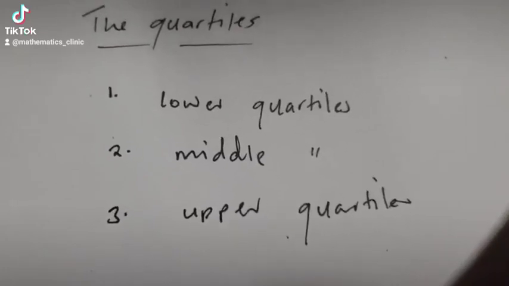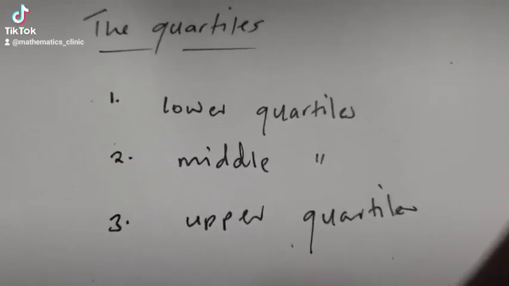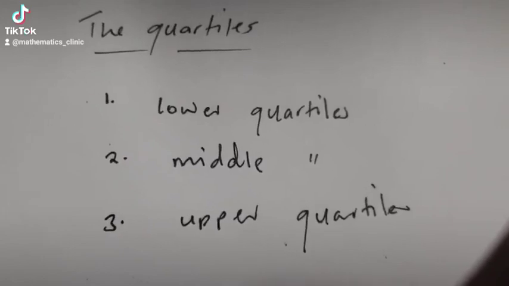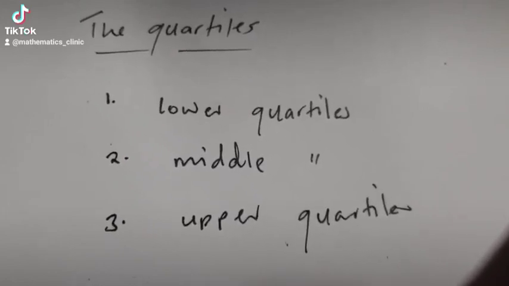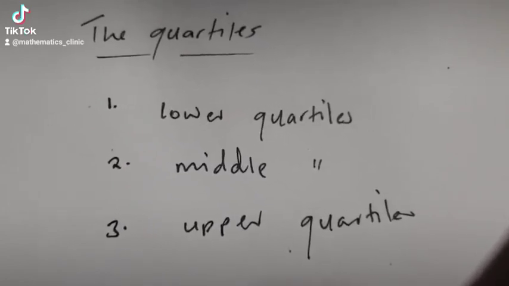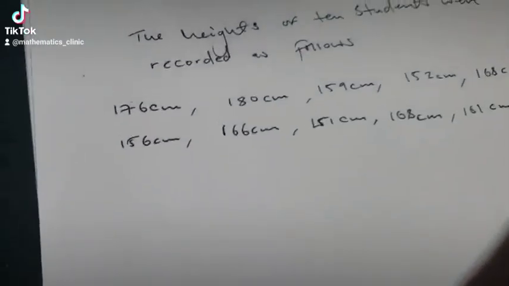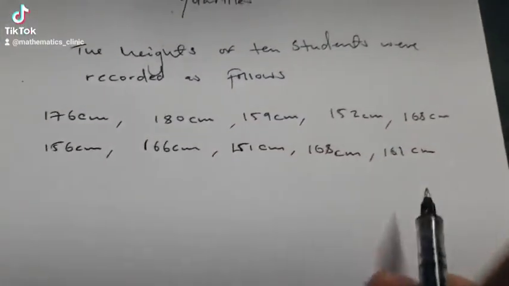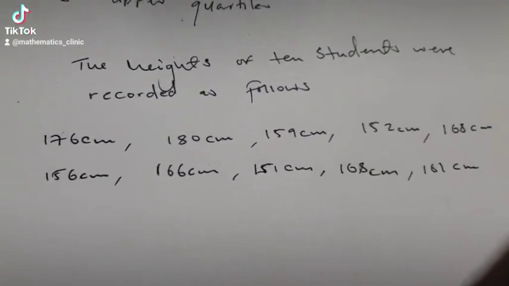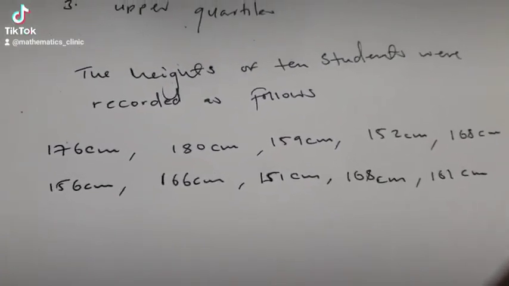We'll look at examples of how you can find these quartiles, so we jump right in and understand it clearly. We have this information saying the heights of 10 students were recorded as follows.